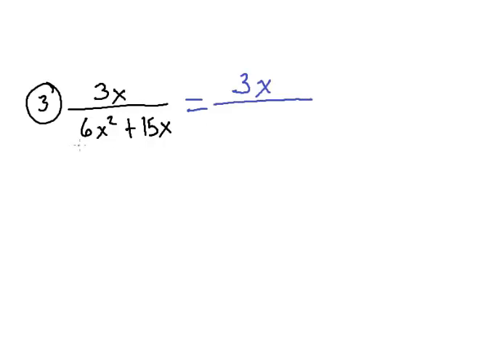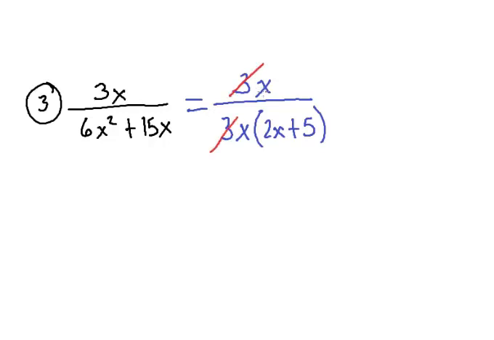What's repeating in this case will be the 3, because 6 is 3 times 2 and 15 is 3 times 5. So the 3 is repeating. Not only that, but also the x is repeating. If I take the 3 and the x from those terms, the answer I will get will be 2x plus 5. So once I factor, the next thing I'm going to do is cancel any repetition.